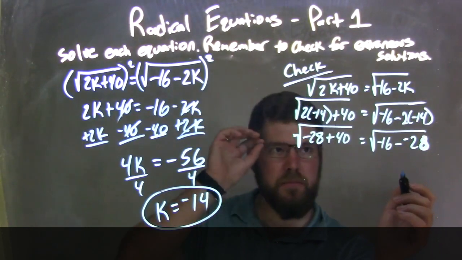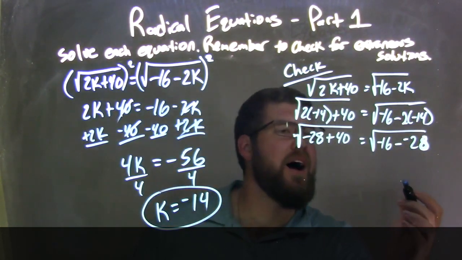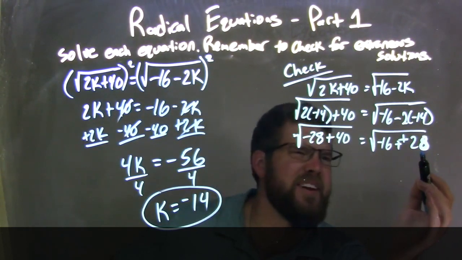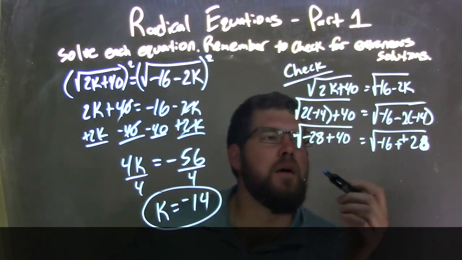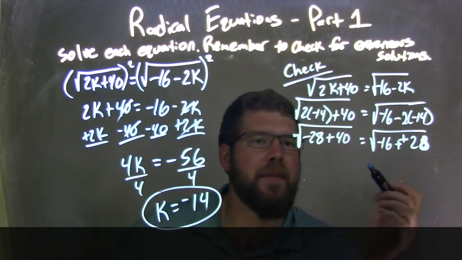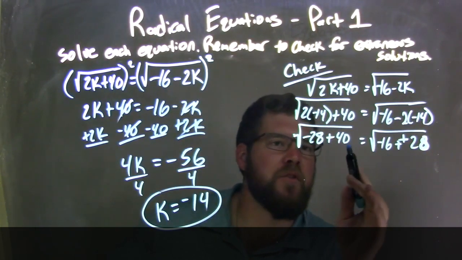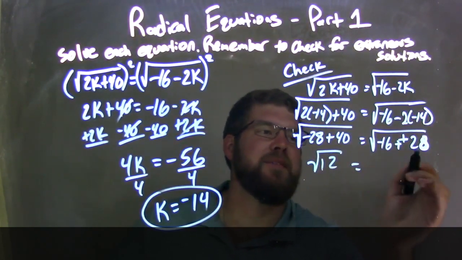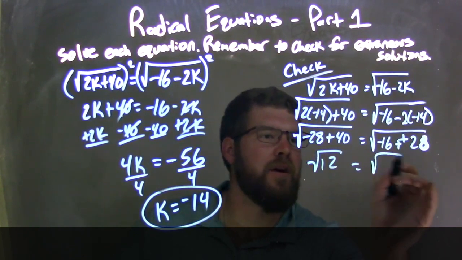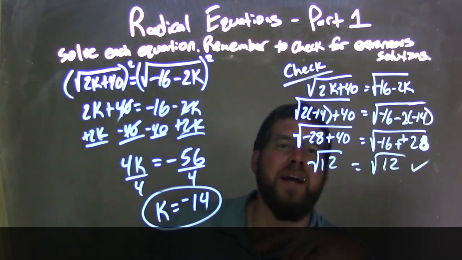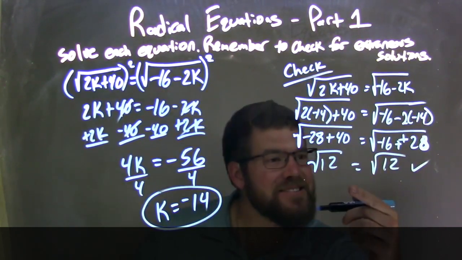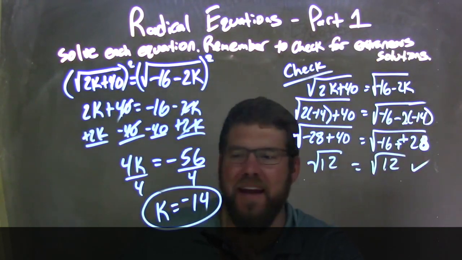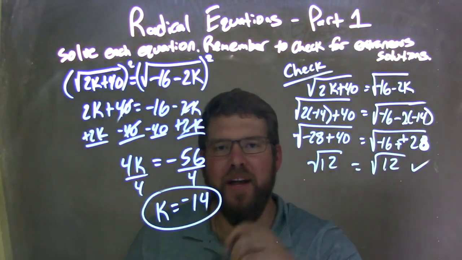Now be careful. Subtracting a negative is the same thing as adding a positive, so that's like plus a positive 28. That's a weird looking one, it looks more like a snowman, to be honest. So we have a positive 28 there. And so negative 28 plus 40 is a positive 12. And on the right-hand side, negative 16 plus 28 is also a positive 12. Left and right are equal, which is fantastic. And so it means we don't have extraneous solutions, and it confirms that k equals negative 14 is my final answer.